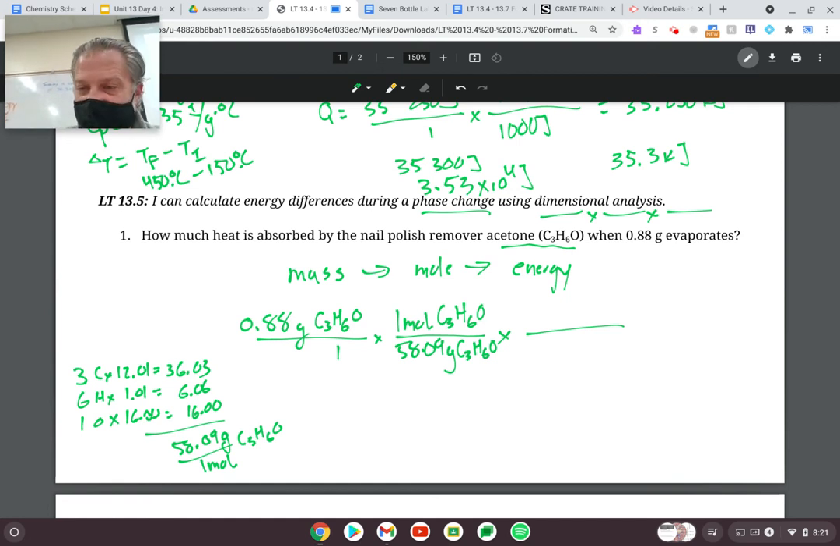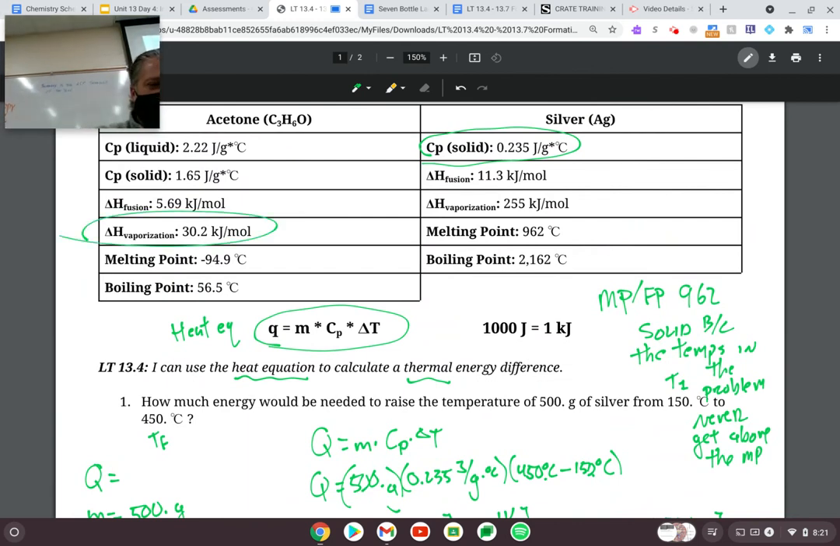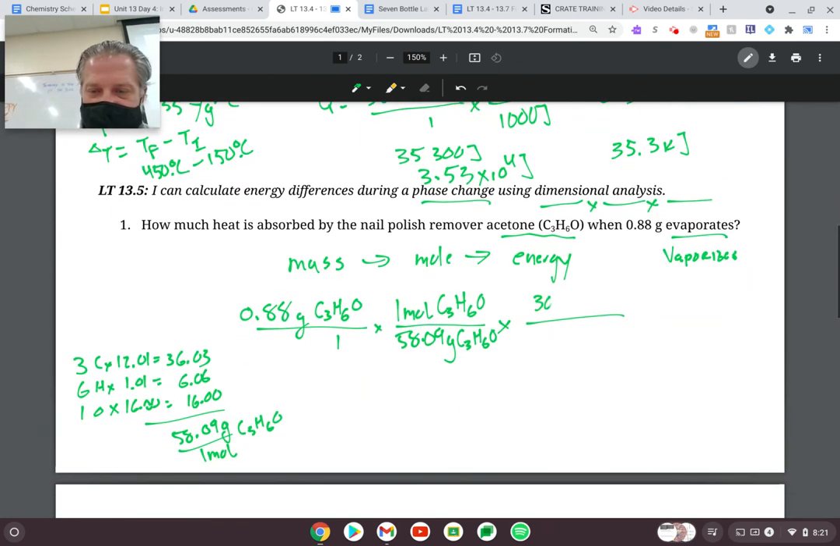So the key here is that it says that it evaporates or vaporizes. Okay, so if it vaporizes, that means that I have to use the delta H that associates with vaporization. So in this problem, I'm going to be using the delta H of vaporization of acetone, which is 30.2 kilojoules per mole. So I'm going to take that 30.2 kilojoules in 1 mole and put it here because that's my delta H of vaporization.